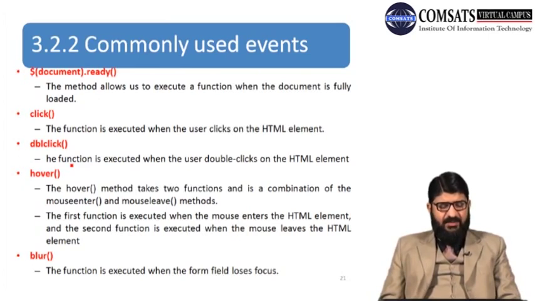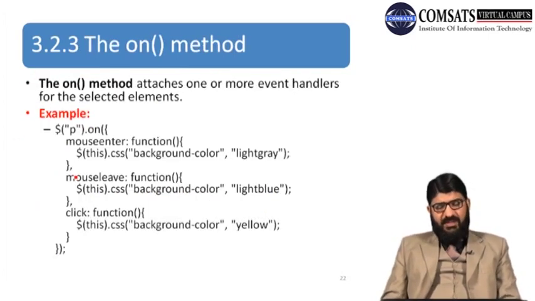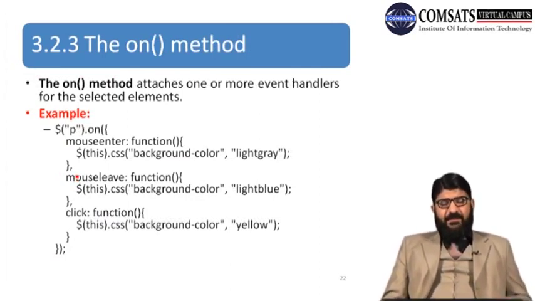And the last one is blur. When a form field loses the focus and gets blurred, that is said to be blur, and a function is executed on it. So these are the common events for which a function can be executed. Now there is the on method. The on method basically attaches one or more event handlers for the selected elements. So multiple event handlers are joined with the selected elements.